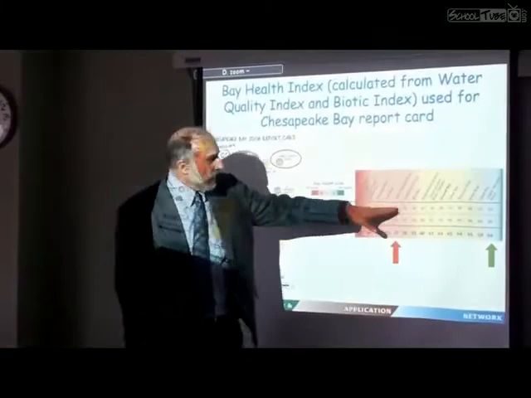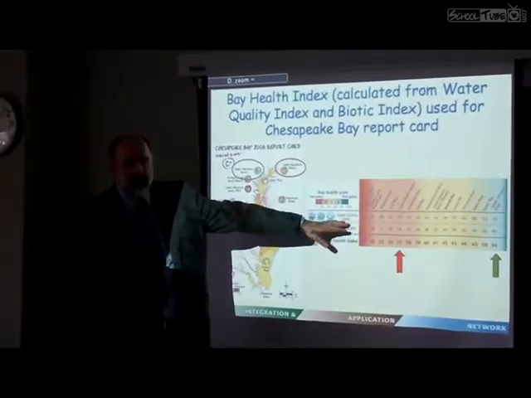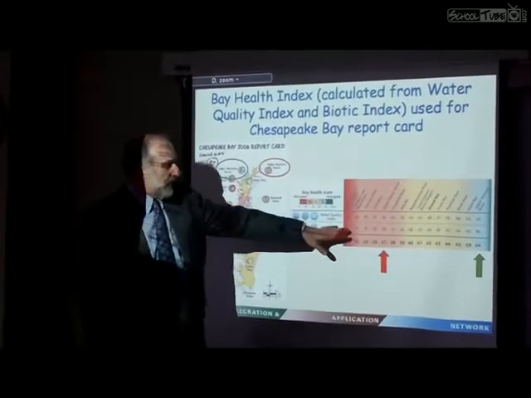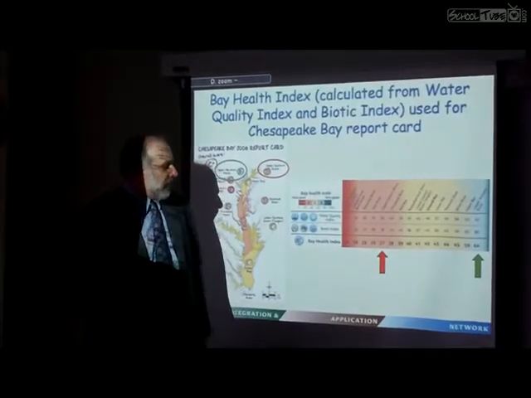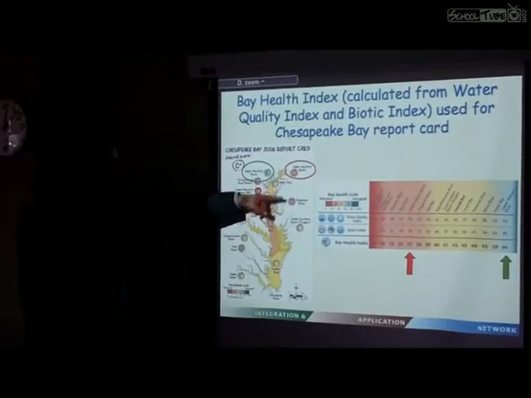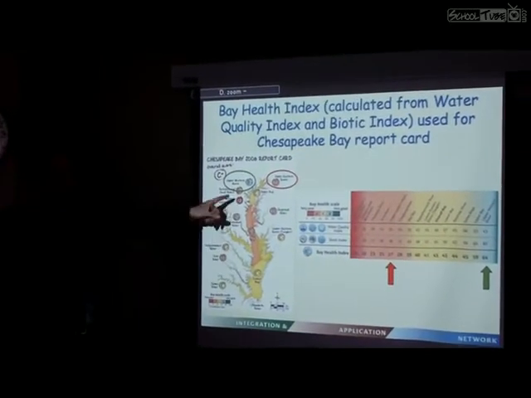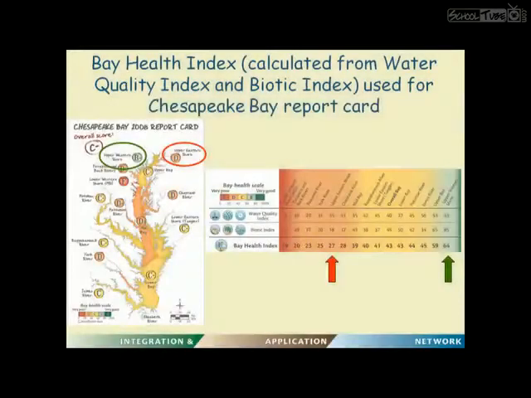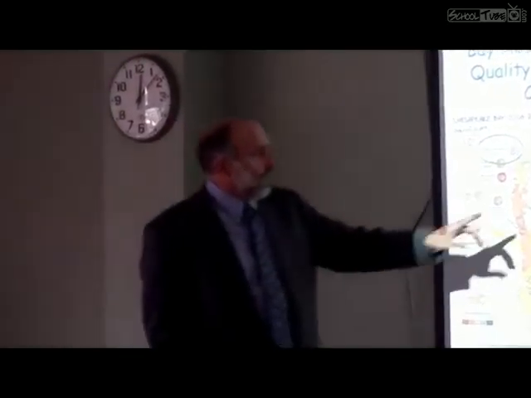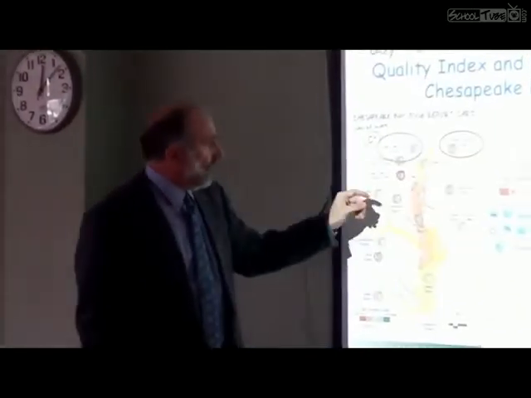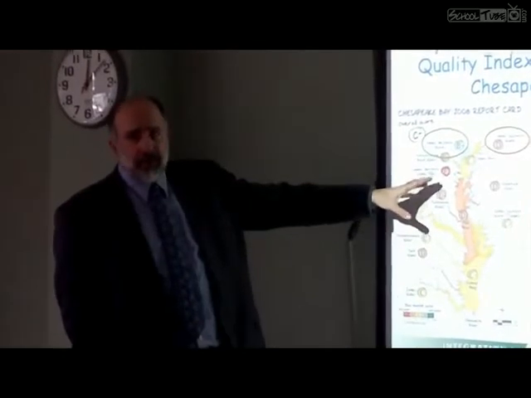We use a numerical 1 to 100 scale for the water quality and biotic indices, and we take the average of those, and then we plot those on a Bay-wide map. We assign a letter grade based on a grading scheme that's pretty liberal. We have 20-point windows for each of the different letter grades, and you see a diversity of grades.